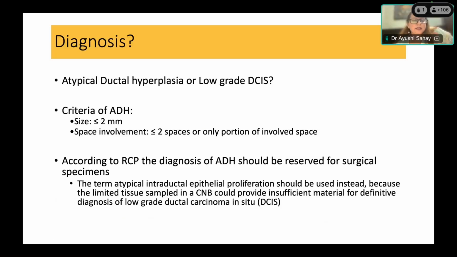But according to the Royal College of Pathologists, the complete, absolute diagnosis of ADH should be reserved for surgical specimens, because in a core you cannot be sure that you have all the areas of abnormality, and there might be multiple ducts involved which you cannot comment on in the core. So you can call it atypical intraductal epithelial proliferation with a differential of ADH or DCIS.